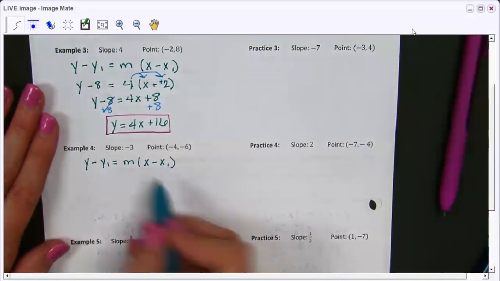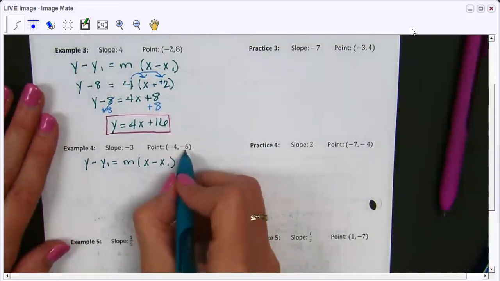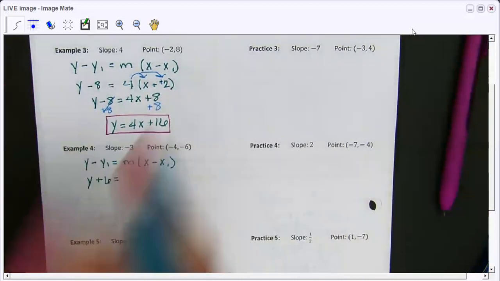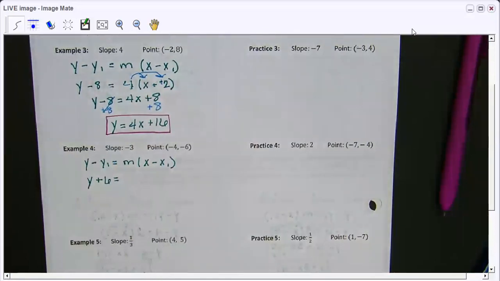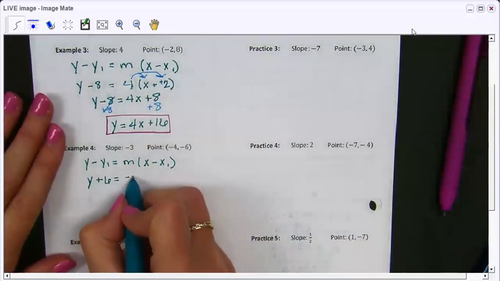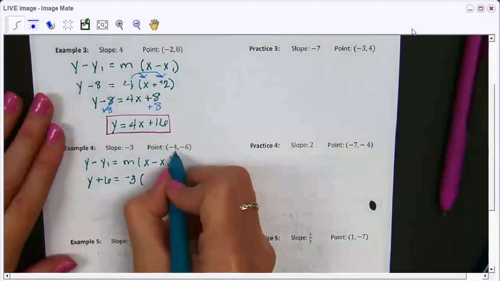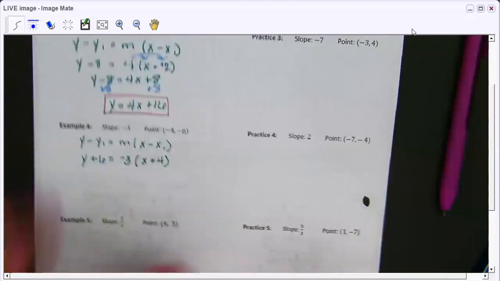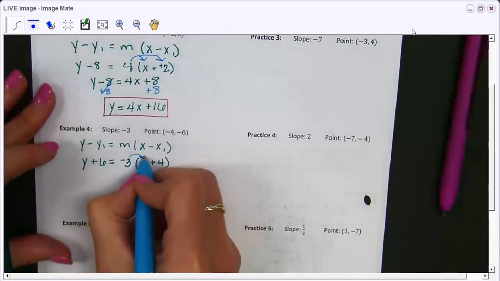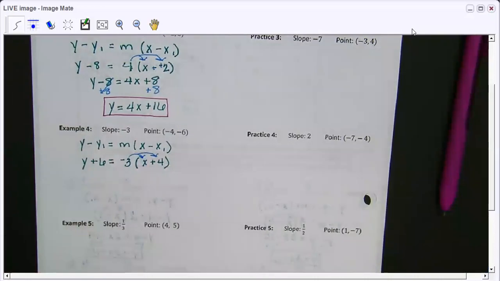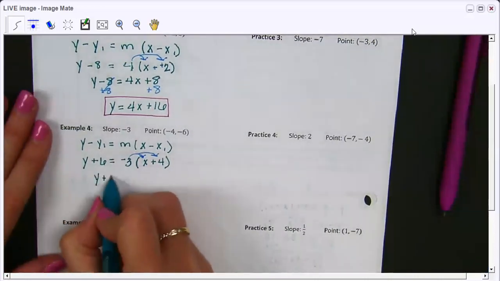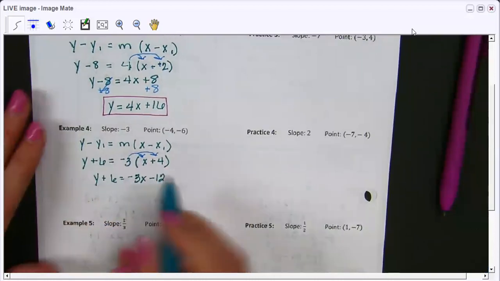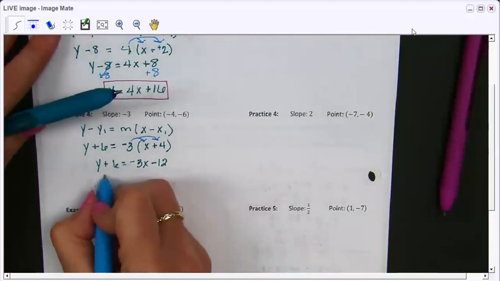I'm going to plug in my numbers. So my y is a -6. So it's going to be, I'm going to add a 6. And notice how I'm taking out some of those steps just by looking at it. And my slope is a -3. And my x1 is also negative. So I'm going to add that. Okay. And I'm going to subtract my 6.